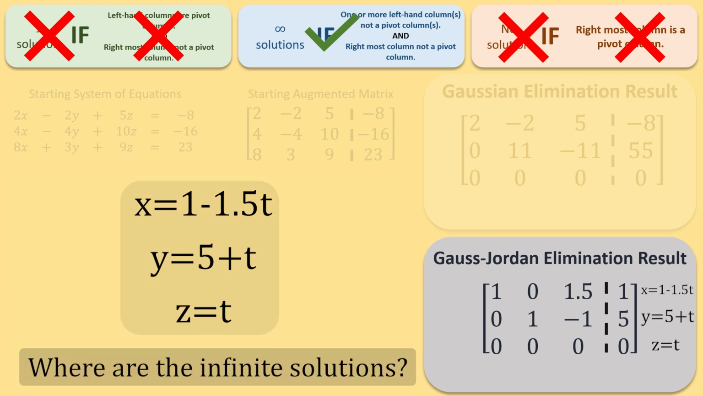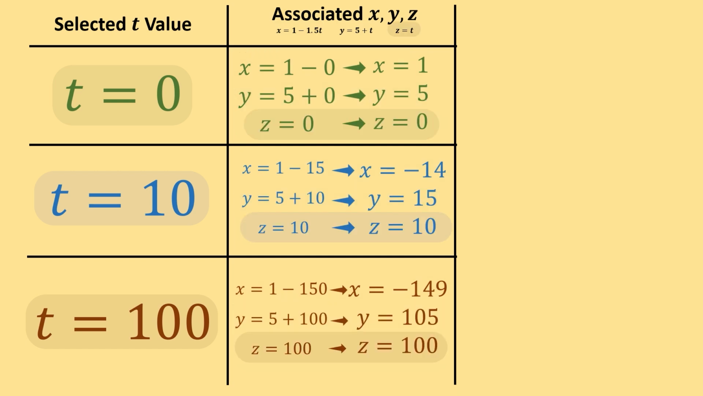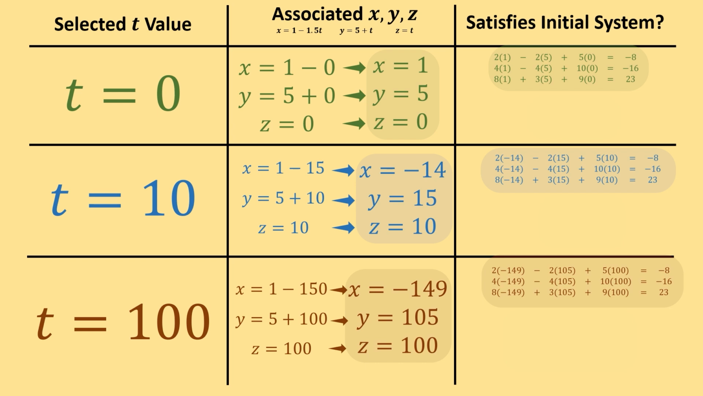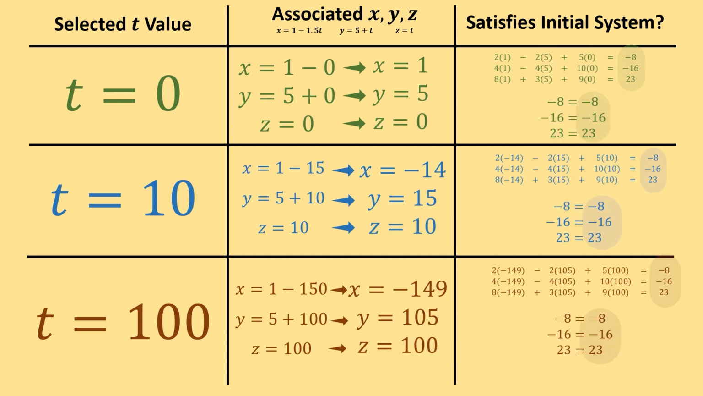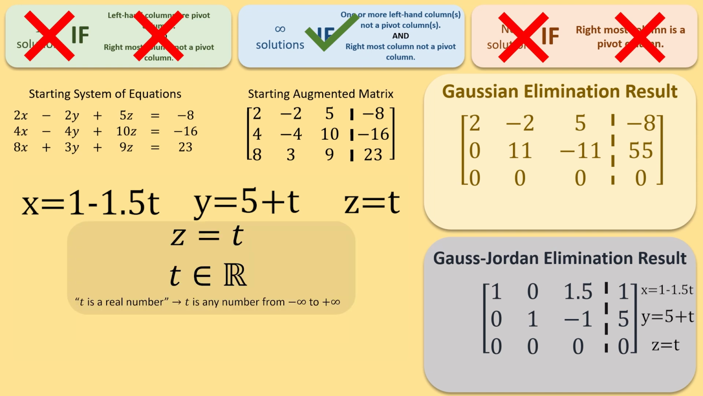So where are the infinite solutions? Remember, we said t could take on any real number. So if we let t equal 0, t equal 10, or t equal 100, we would get different values for x, y, and z. Each one of these solutions will satisfy our original system of equations. If we plug any of them into the original system of equations, we'll see that the left-hand side is equal to the right-hand side. So for each value we select for t, we will get a different solution. Basically, the infinite solutions come from the free variables being able to take on an infinite number of values.